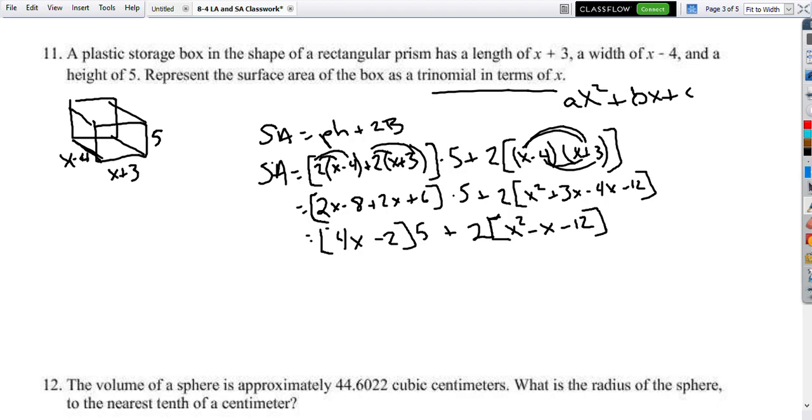This is as far as I'm going to take it, guys. Combine like terms and then get your answer. And leave it in, remember, square term first, then the x, and then single number at the end.